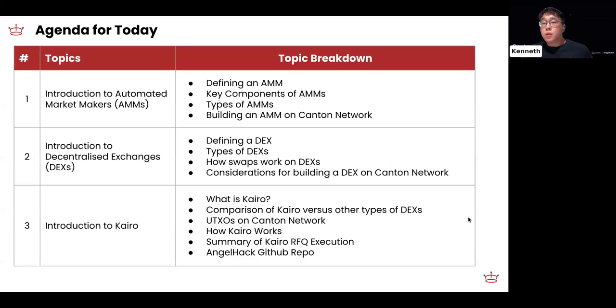All right, jumping very quickly to the agenda today. We'll first cover the introduction to automated market makers, AMMs, what makes up an AMM, the key components of it, types of it, and how you can go about building an AMM on Canton Network. Subsequently, we then cover decentralized exchanges, DEXs, what is a DEX, types of DEXs that exist in Web3, how swaps work, and also the key considerations for building a DEX on Canton Network. And we will also showcase AngelHack's own DEX that is built on Canton Network called Cairo. So give you a better understanding of how we actually built our own DEX and give you some examples of key considerations that we need to cover.